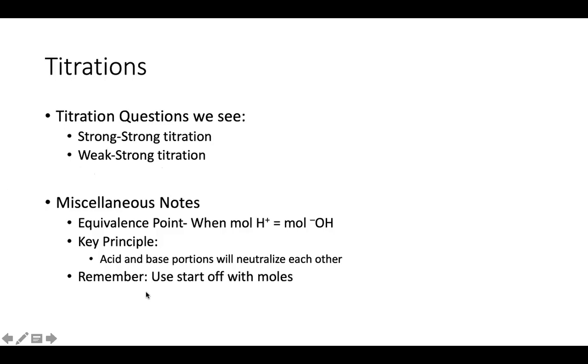And then a big reminder that whenever you do a titration question, always start with moles. Depending on the scenario you're in, you might need to later convert to concentration. But always start off with moles in titration questions. Do not plug molarity straight in, because typically your acid and base portions have different volumes. And because they have different volumes, you can't just compare concentrations. You have to convert to moles and compare moles.